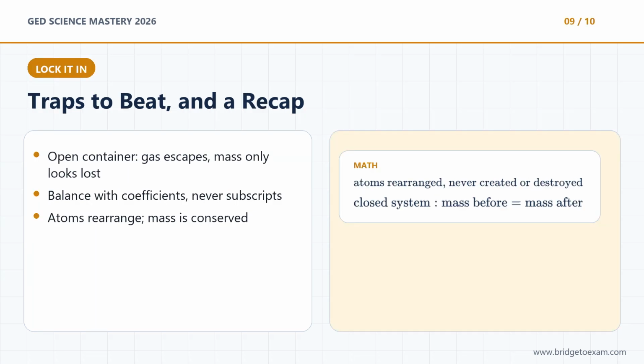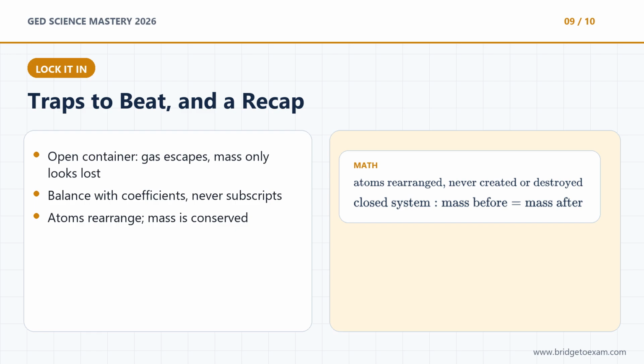Let's lock in the traps. 1. Thinking mass disappeared. No, in an open container, escaped gas only makes the mass look smaller. 2. Balancing by changing subscripts. Never. That changes the chemical itself. Change the coefficients. 3. Thinking bubbles always mean a chemical change. Boiling bubbles too, so read the context. 4. Thinking atoms are created in a reaction. No, atoms are only rearranged.